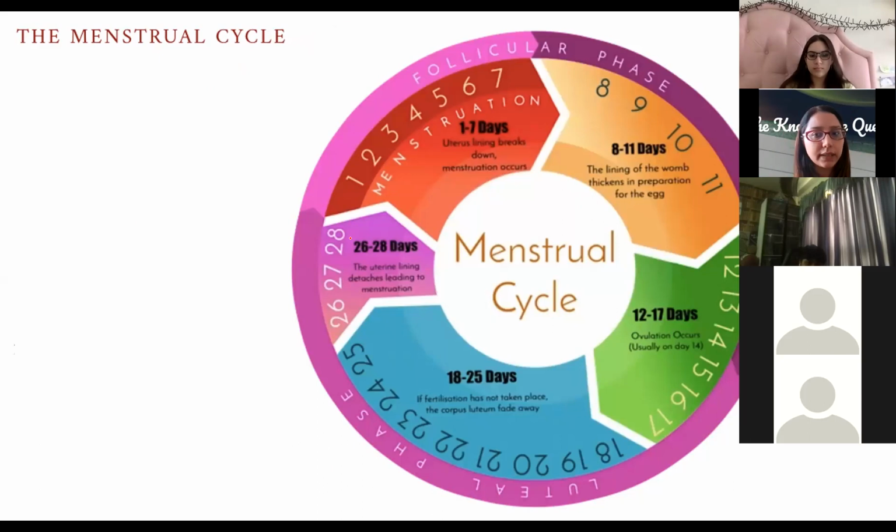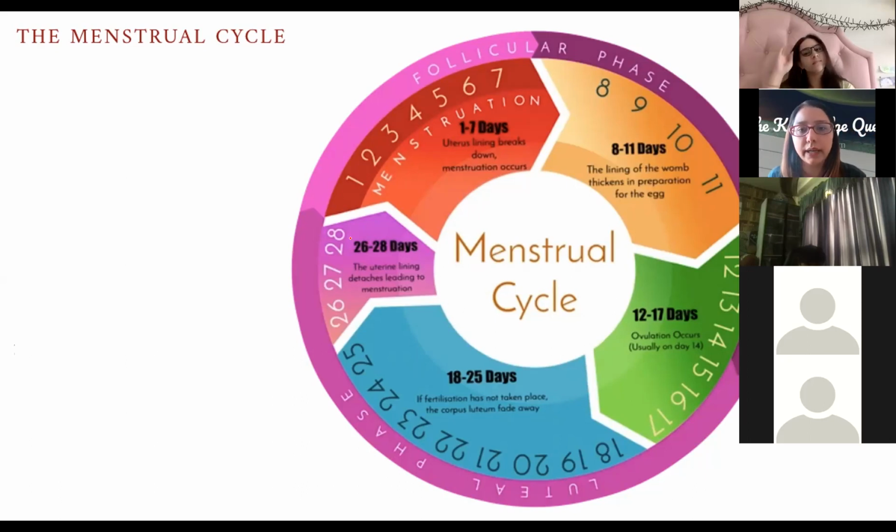So I hope the phases, the parts of each phase is clear. Day 1 to 7, then day 8 to 11, then 12 to 17, 18 to 25, and 26 to 28. These are coming in the luteal phase. I hope there's no confusion in this part.